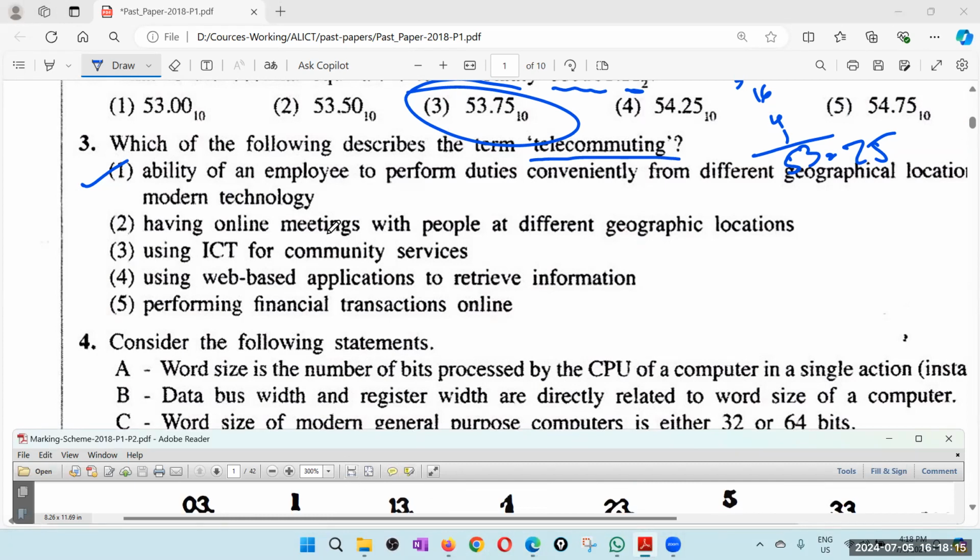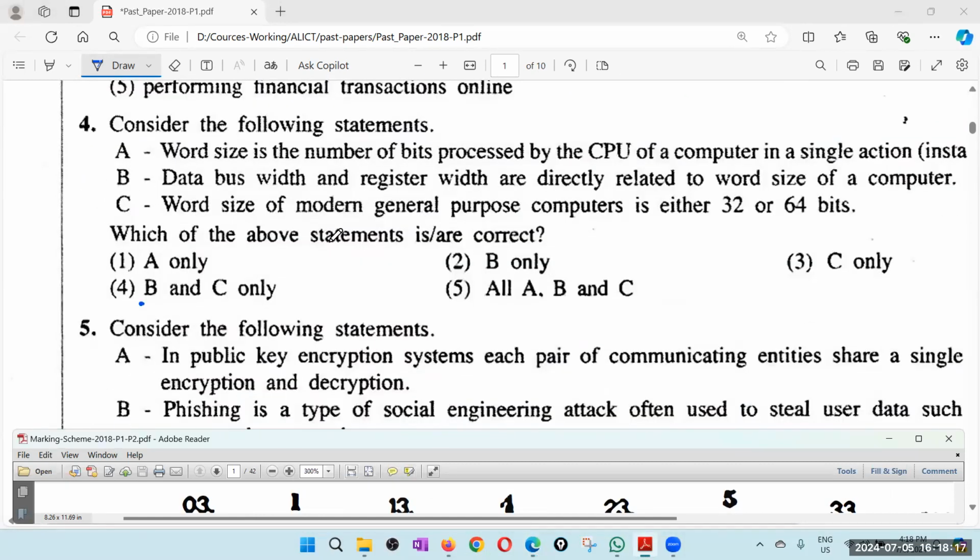So the third one answer is one. Fourth question. Consider the following statements. Word size is the number of bits processed by the CPU of a computer in a single action.